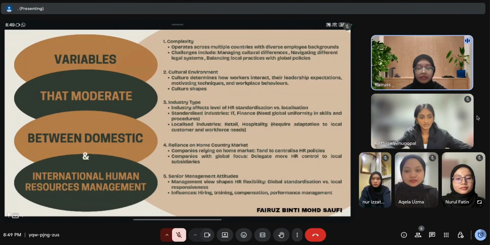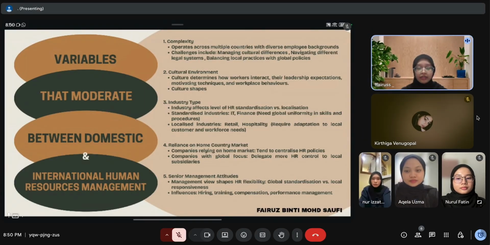The last but not least is senior management attitudes, which is the mindset of top executives that influences how much local customization is allowed. Leaders who value global consistency resist change, while those who support localization empower local HR teams. The standardization-focused leader resists localization, and the responsive leaders empower HR to tailor policies.